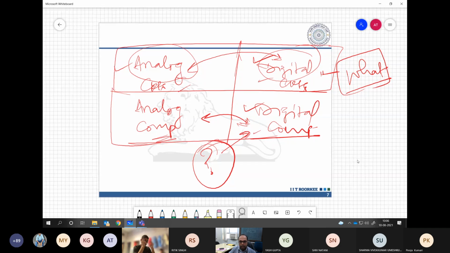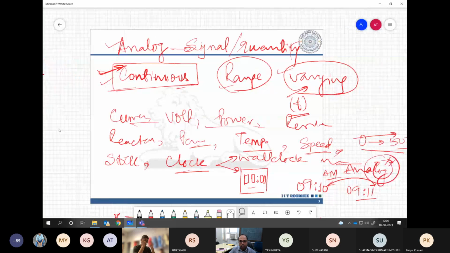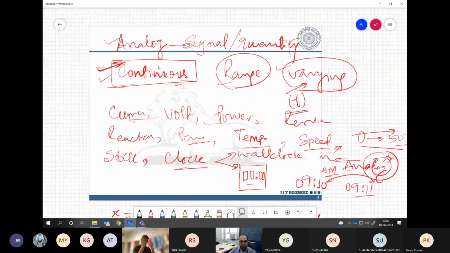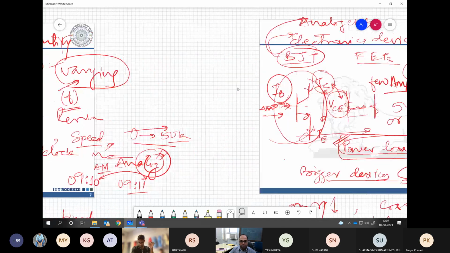So first we try to understand what is an analog signal or quantity and what is a digital signal or quantity. We have seen that analog means something which is continuous. It may have a range, it may vary between the minimum and maximum range, but it has to be continuous. So we have seen some quantities which are continuous in nature: current, voltage, power, speed, and temperature. They cannot change abruptly, so that is why these are analog by nature.